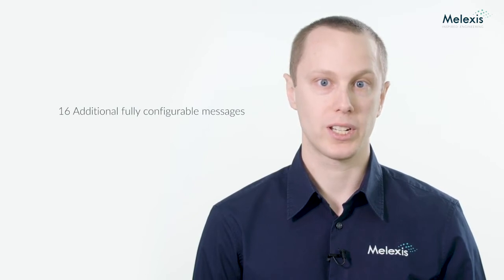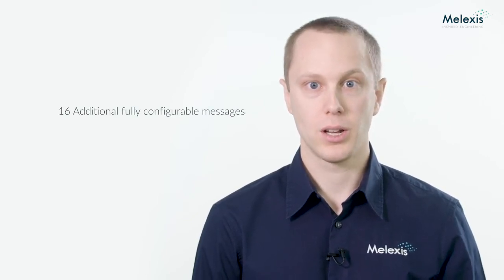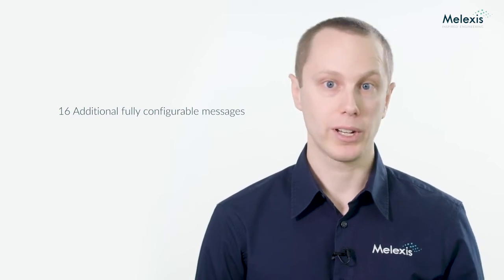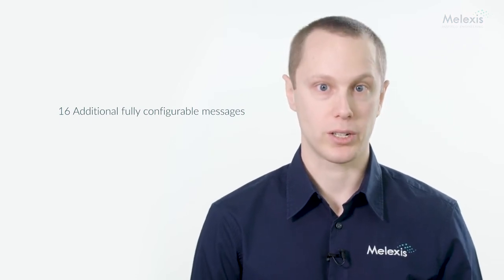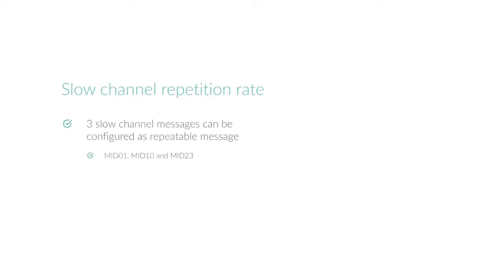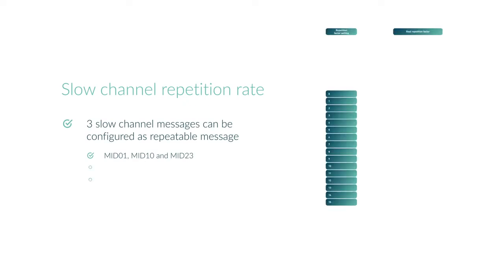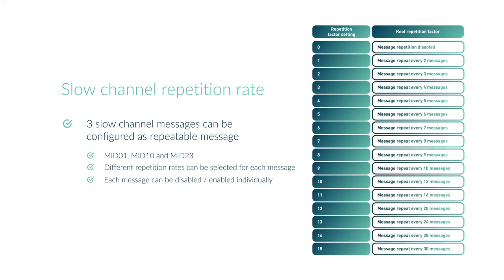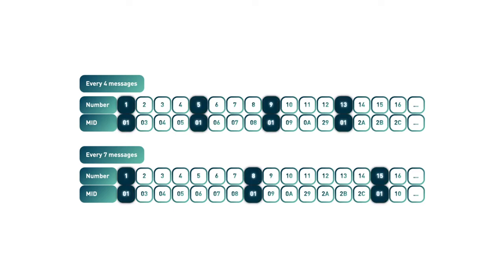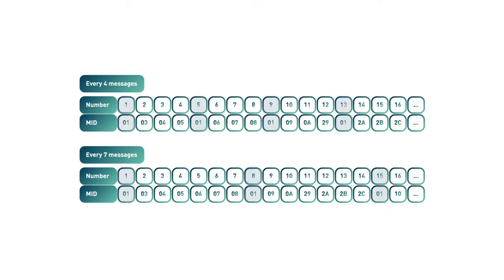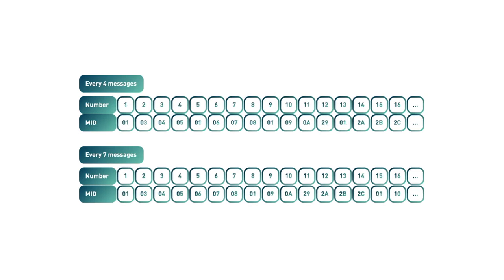All messages can of course be enabled or disabled, and their data content can be adapted based on the required configuration. On top of all these messages, we still have 16 additional fully configurable messages where the ID and the data content can be freely defined and which can also be enabled and disabled based on the required SENT configuration. Messages which are in general more important to the system, like diagnostics and temperature information, can have a higher repetition rate assigned to them. This allows them to appear more often in the full message sequence, like, for example, every 4 or 7 messages.